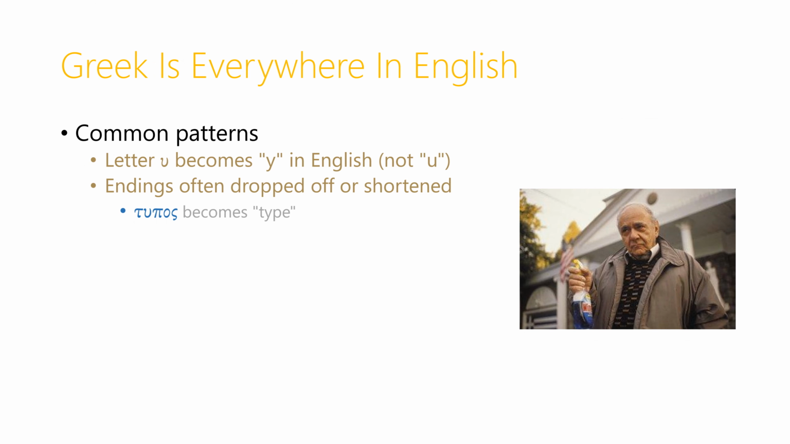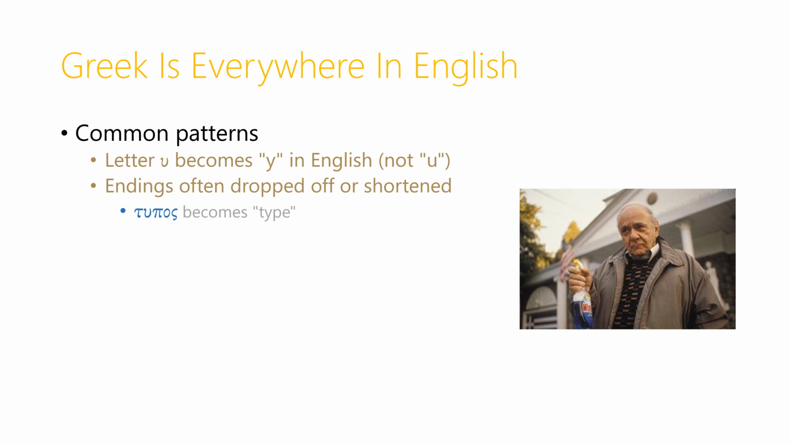And once we begin to learn some Greek words, we're going to find that Greek is actually everywhere in English. If you've ever seen My Big Fat Greek Wedding, you might remember that the father of the bride is Greek, of course, and is constantly explaining how absolutely every word in English derives from Greek. Well, he may be a little bit over the top, but he's not that far off. And there are some common patterns that, once we learn them, make it easier to recognize Greek words in English.